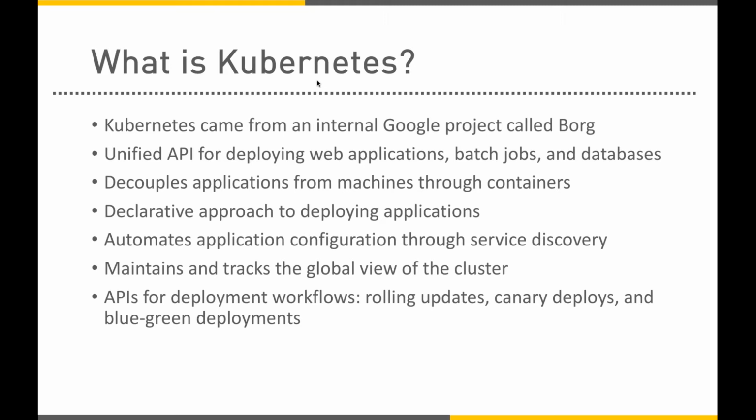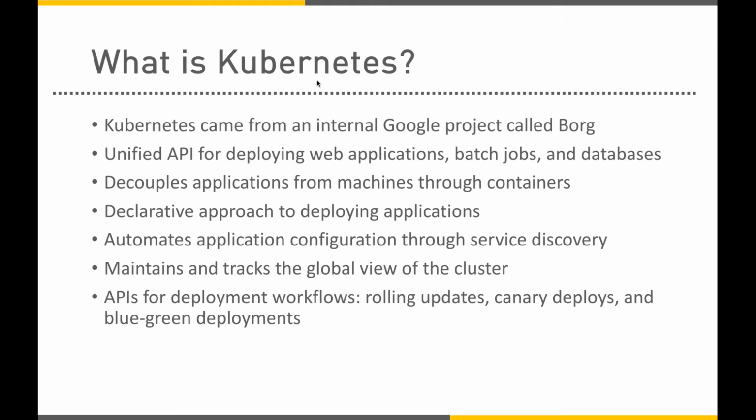Kubernetes essentially exposes a unified API for deploying web apps, batch jobs like cron jobs, and even databases, which are stateful, durable applications. More on that later. And the job of Kubernetes is to efficiently decouple applications from the machines that they are running on. And how does it do it? Basically by creating containers as the deployment unit, and containers will abstract the underlying infrastructure. So Kubernetes effectively decouples your applications from the machines by managing the containers.